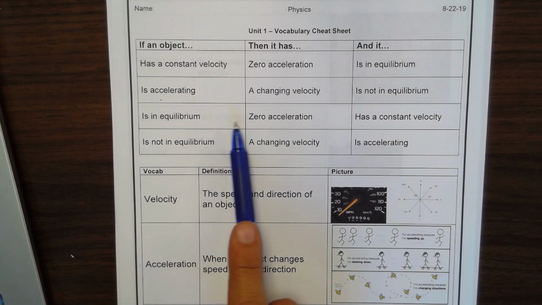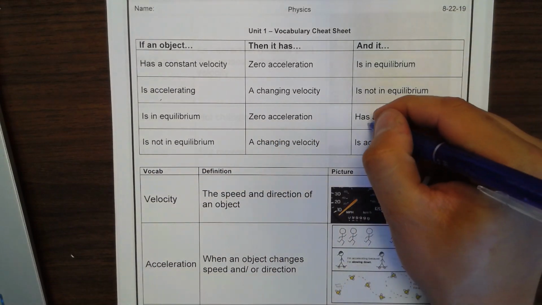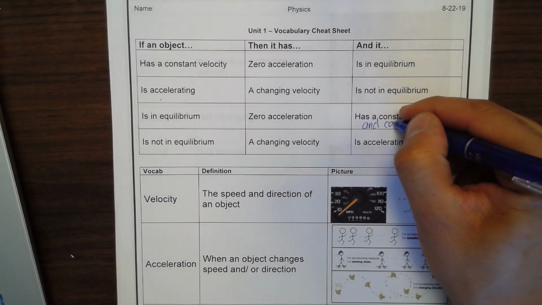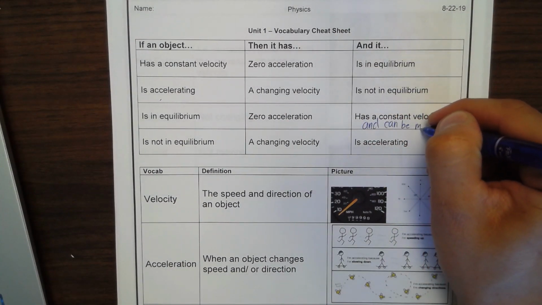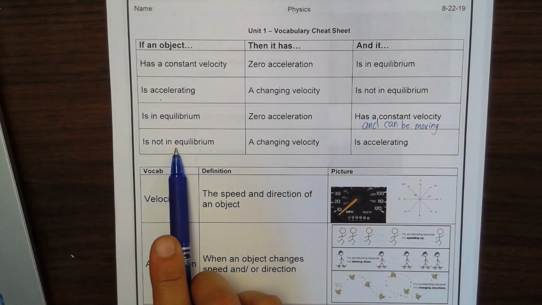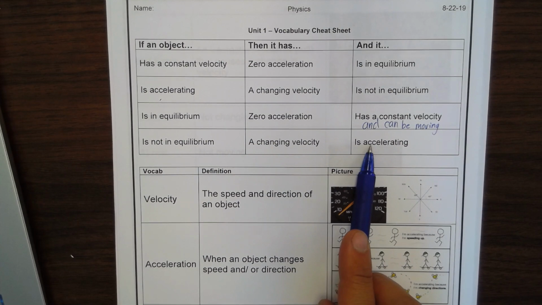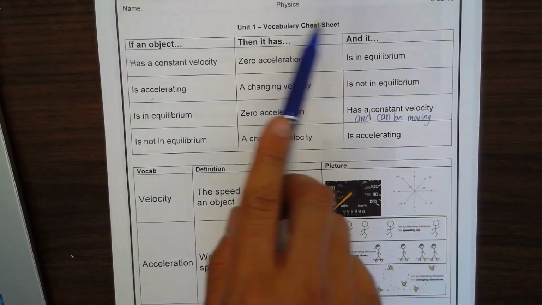If it's in equilibrium, there's zero acceleration, it has a constant velocity, and can be moving, just like all the examples we just saw. And if it's not in equilibrium, it has a changing velocity and it is accelerating. Okay? So make sure you commit this to memory.